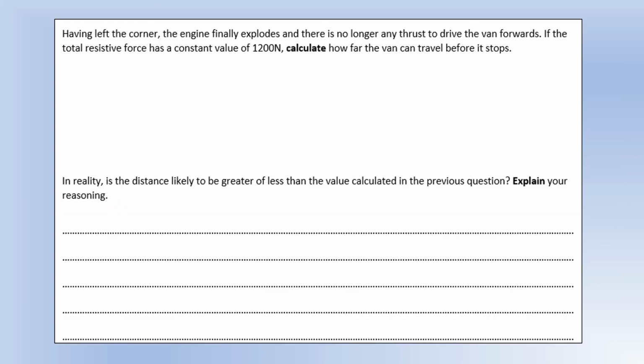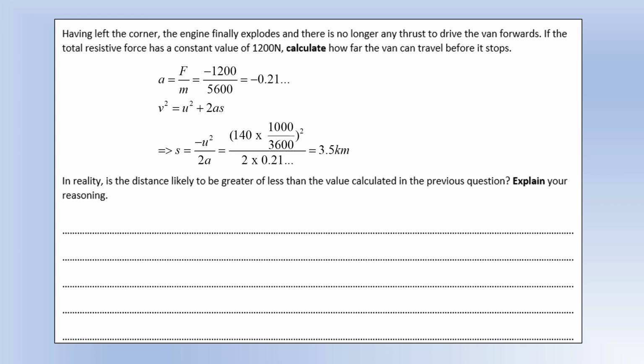Okay. So having left the corner, the engine finally explodes and there's no longer any thrust to drive the van forwards. If the total resistive force has a constant value of 1,200 newtons, calculate how far the van can travel before it stops. So because the force is constant, we can use some suvat here. First you can work out the acceleration. The final velocity is going to be 0, and then we just have to plug in the numbers, making sure it's in meters per second squared, giving us 3.5 kilometers. So it can travel quite far, but it was traveling quite fast to start with.